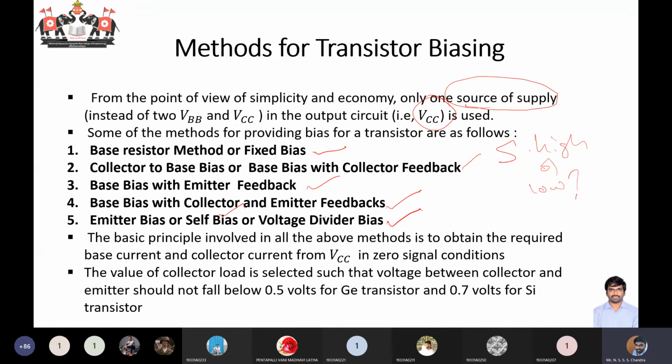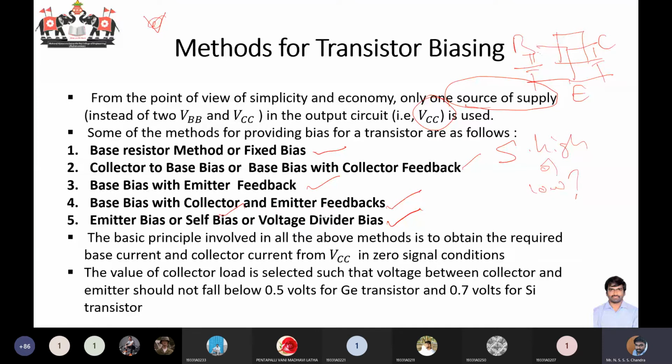Earlier, for a common emitter circuit, this is emitter, this base, this collector. Here we used to give a voltage, here we used to give another voltage. But now we are not going to give two different voltages. We need to give supply from the same source, for practical purposes. So what's the advantage? If we do not require two different sources, it is economical, and also it is simple. Your circuit will be simpler.